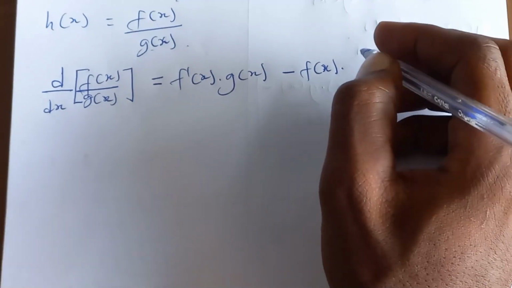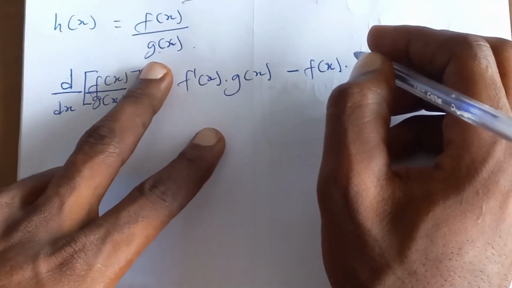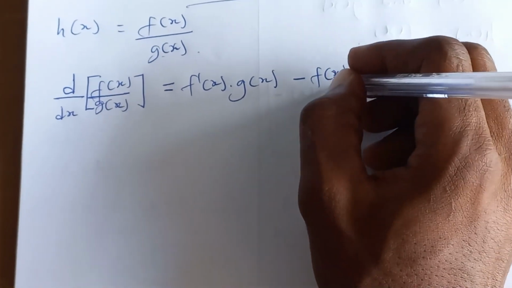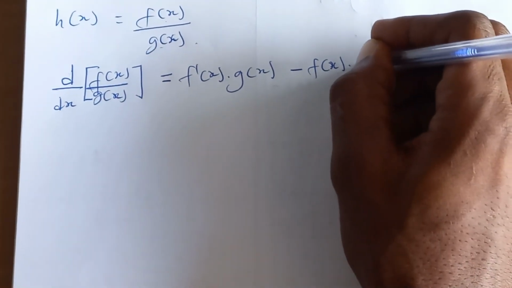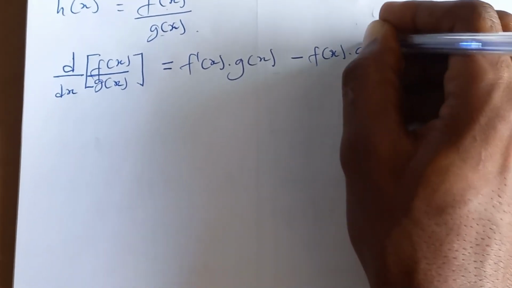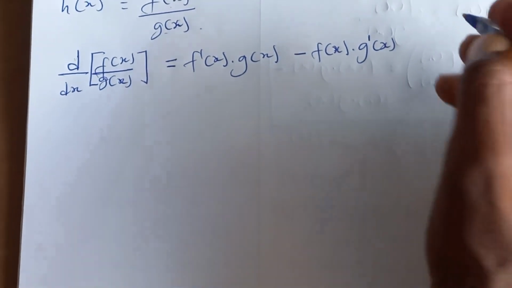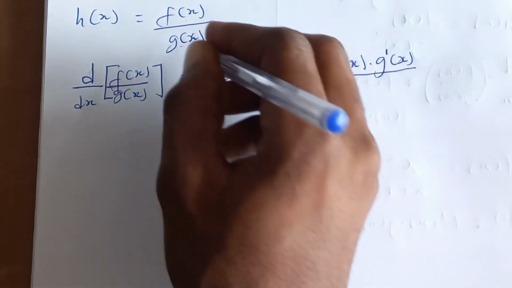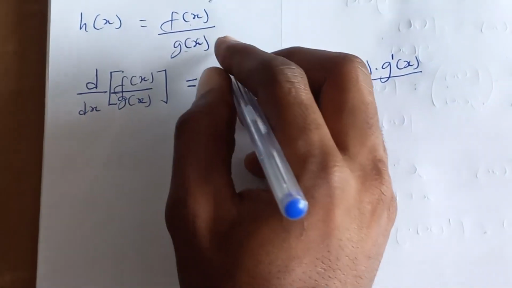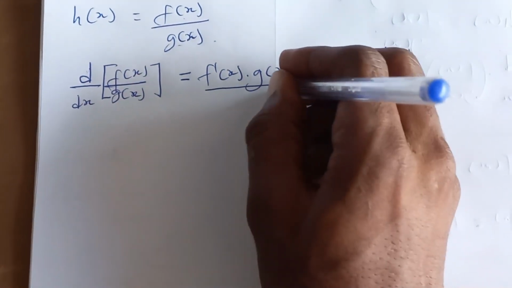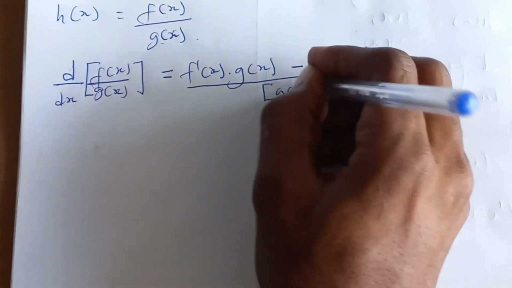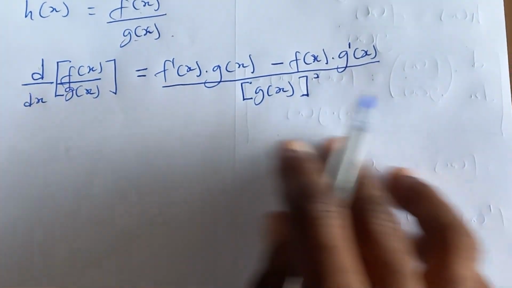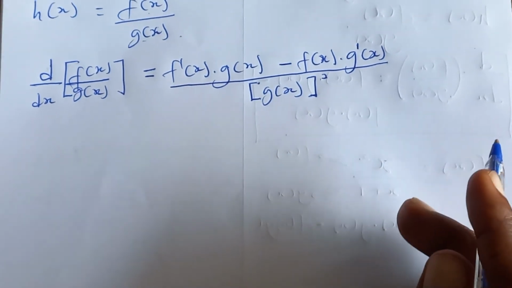Then you take away, now you hold the numerator, that is f of x. Then you differentiate the denominator, multiplied by the numerator, which is f of x, so it's going to be g prime of x, all over the denominator g of x, then you square it. So it's going to be g of x all squared. This is what we call the quotient rule.